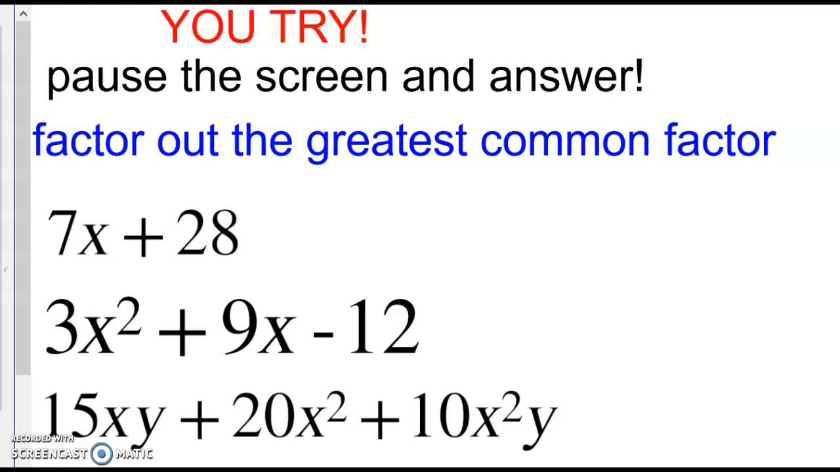All right, so I see 7x plus 28 is the first one. I notice that the greatest common factor is a 7. So I'm going to pull out a 7. And when I divide out a 7, I get x plus 4.